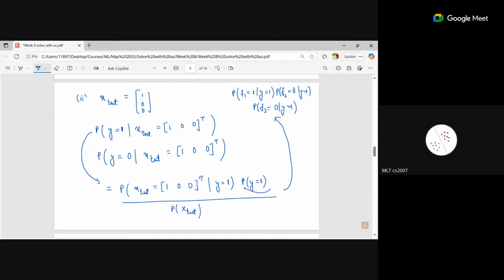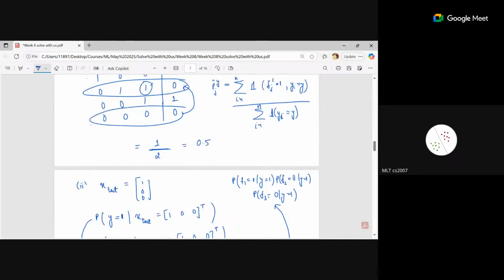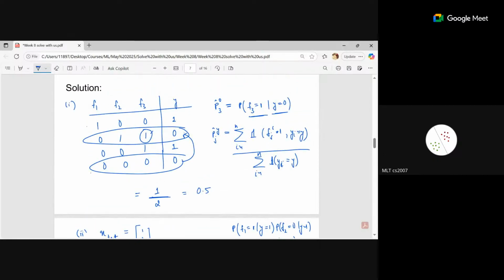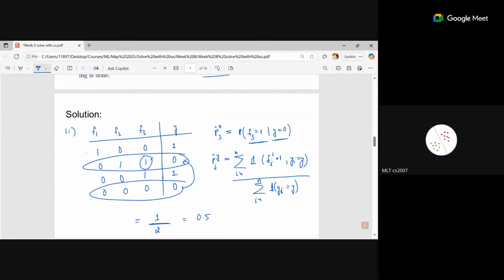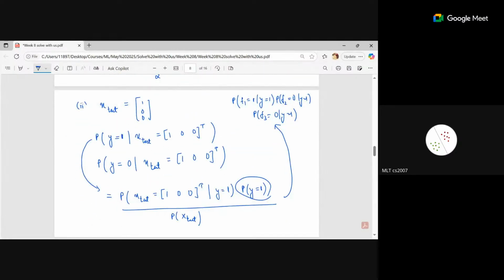So what is this estimate going to be? From the example, I can see that it is just 1 by 2, because out of the 4, there are 2 examples for which y is equal to 1. So p hat is 0.5. Here it is just 0.5, divided by the probability of x test. We can leave it there. It is not needed to solve for the probability of x test.